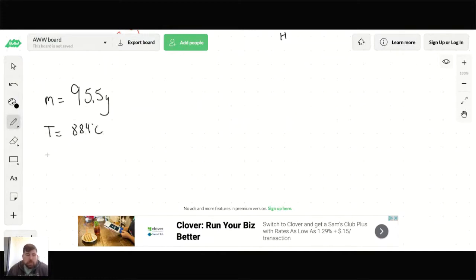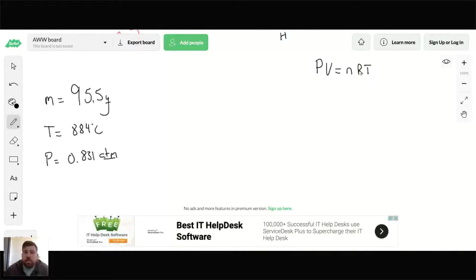And last but not least, the pressure is given to us in atmospheres, which is 0.831 atm. Before we do any work with this, we need to convert so that we have the right units, because we're looking at PV equals nRT. So pressure needs to be in atmospheres. That's actually good. Volume is what we're looking for. N, remember, is the weird one. It's referring to moles. We have grams here, so we're going to have to do some conversions. R is the universal gas constant.